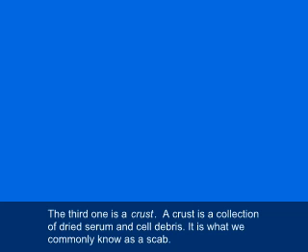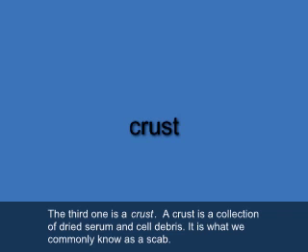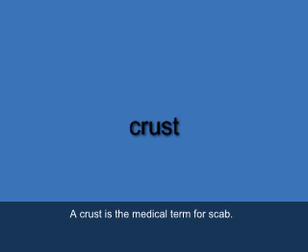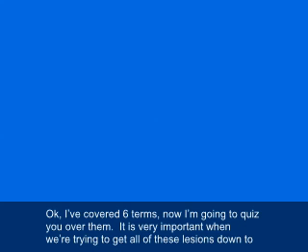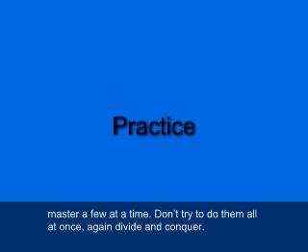And the third one I have for you is a crust. A crust is a collection of dried serum and cell debris, and it's what we commonly know as a scab. A crust is the medical term for scab. Okay, I've covered 6 terms. Now I'm going to quiz you over them. Very important when we're trying to get all these lesions down to master a few at a time. Don't try to do them all at once.